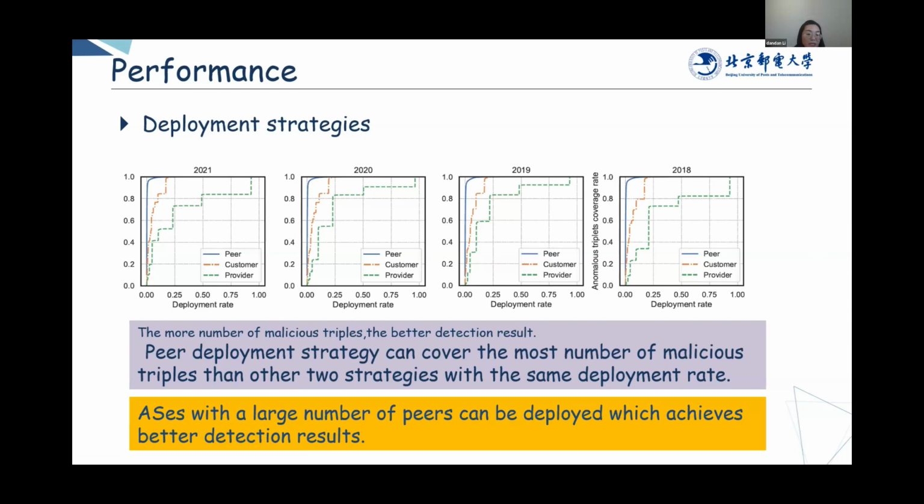From this figure, we found a peer deployment strategy can cover the most malicious triples compared with the other two strategies at the same deployment rate. Further, we can conclude that AS with a large number of peers can be deployed to achieve better detection results.